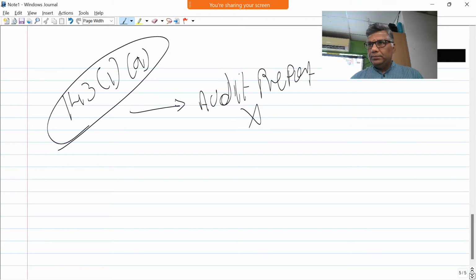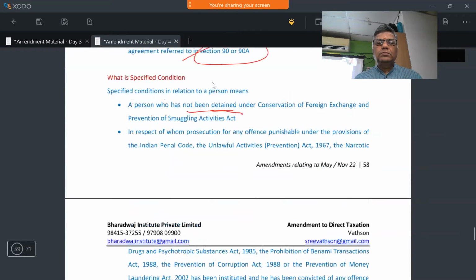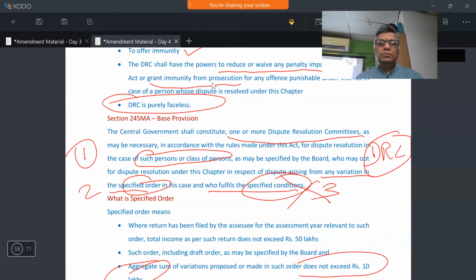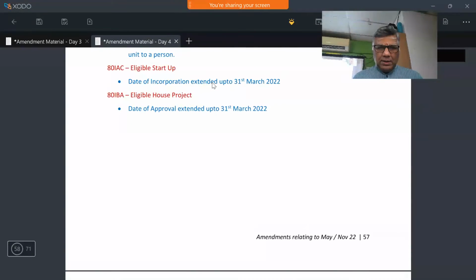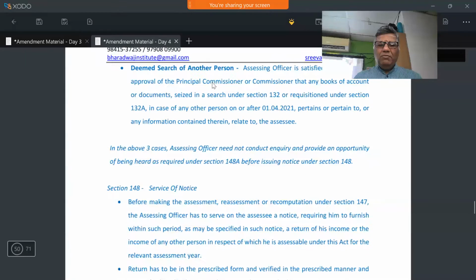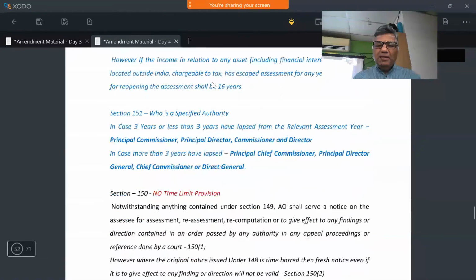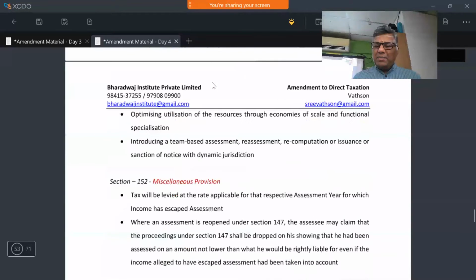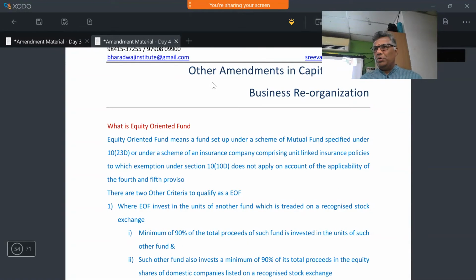Okay, now 245MA. Now, some of the other amendments which we are going to see. We are going to start again from the top. When I say other amendments, the chances of questions are less, but I don't rule out.